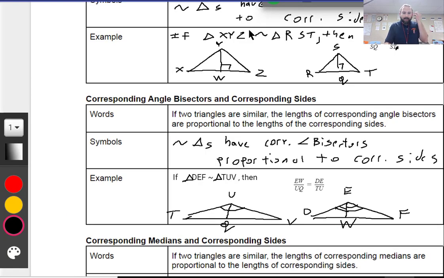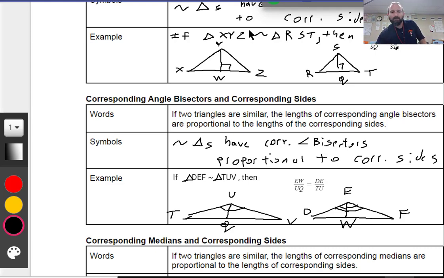This one right here is saying that this angle bisector UQ over UEW will equal TU over DE, or, as you can tell when I wrote it, the flip of it. It's proportional. Oh no, not the median, that's the next one. Sorry guys. The angle bisector. Now we're going to talk about the median.